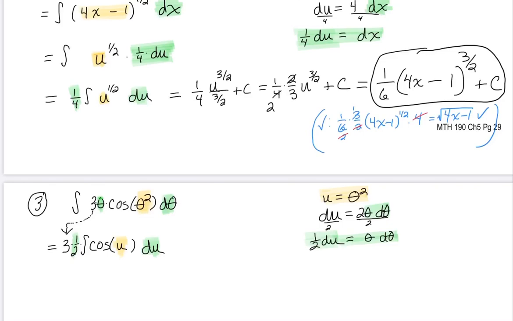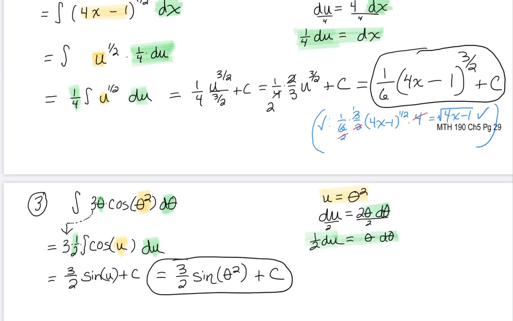So this looks good. This is something that I can take the integral of. I know that the antiderivative or the integral of cosine is sine of u plus c. And then my last step is to replace that u with what it was equal to originally, which was theta squared. And so that's my final result.